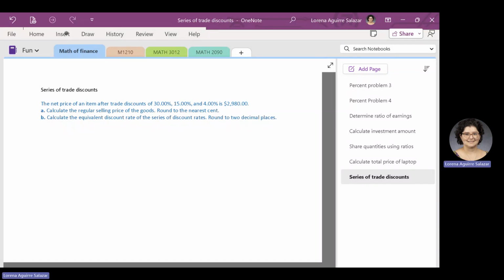We're going to solve the following problem. The net price of an item after trade discounts of 30%, 15%, and 4% is $2,980. We need to first calculate the regular selling price of the goods, and we're going to round the answer to the nearest cent. And second, we need to calculate the equivalent discount rate of the series of discount rates. We need to round the answer to 2 decimal places.